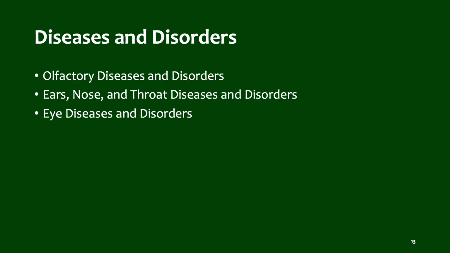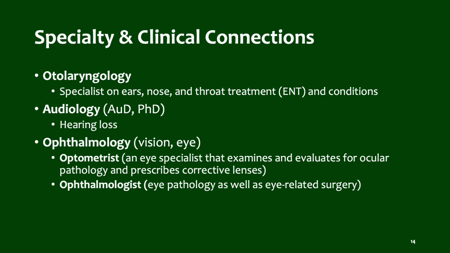In the textbook, they have a list of diseases and disorders common in olfactory, ENT, and eye-related areas. And then some specialties and clinical connections show otolaryngology, although it's just impossible to read that. I know this because I have a friend who is in otolaryngology, but this is typically what we consider ENT, or ears, nose, and throat. Those are the specialists who focus on those.